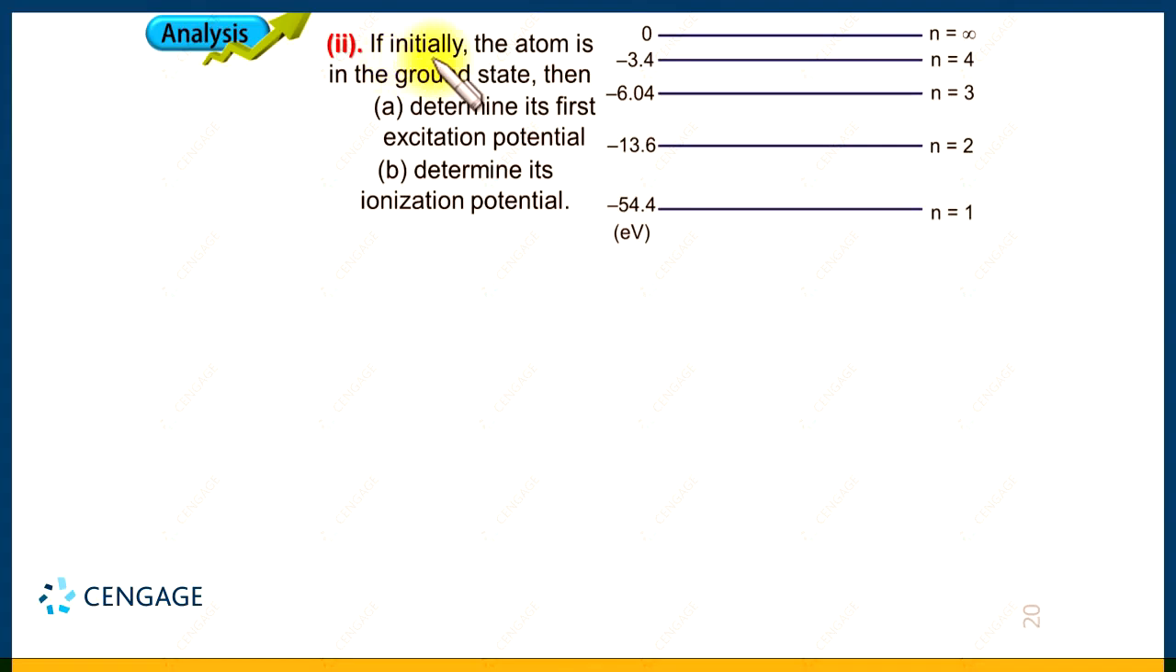The question is: if initially the atom is at ground state, that means the electron is at ground state, corresponding to n equal to 1, we need to find the first excitation potential. Let us analyze the A part of the question. We know the first excitation energy is the energy required to excite the electron from this orbit, n equal to 1, to n equal to 2.